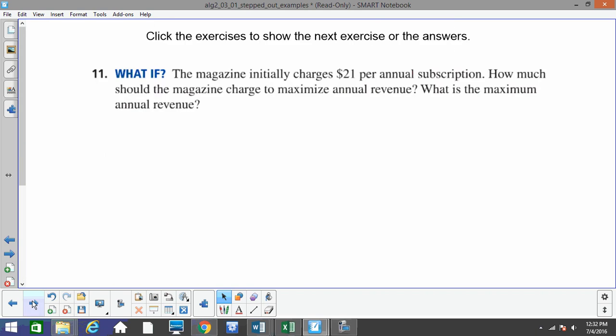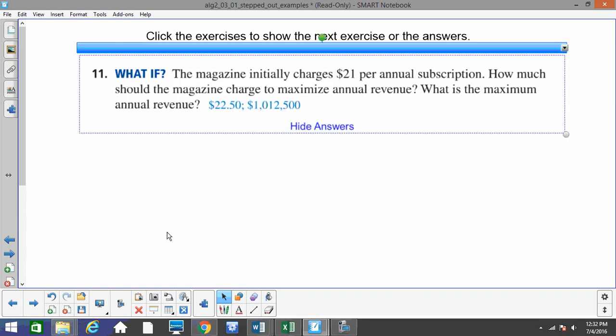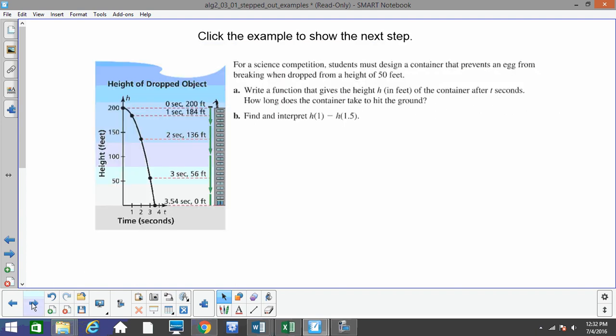Okay, this is just kind of a what if. You'll do it the same way. Take a second, try that on your own. Let's see what you get. This is a fun one too. And this one is nice because they give you a nice visual of it.